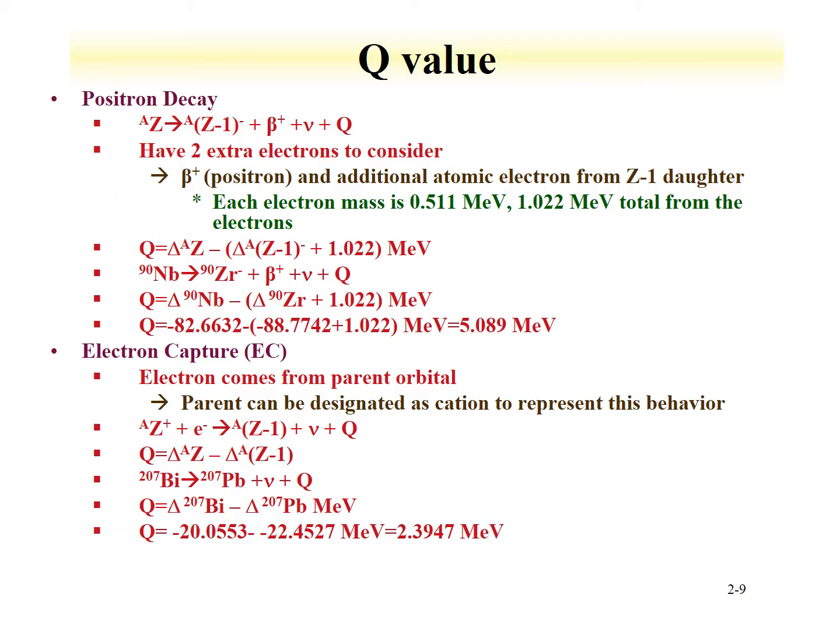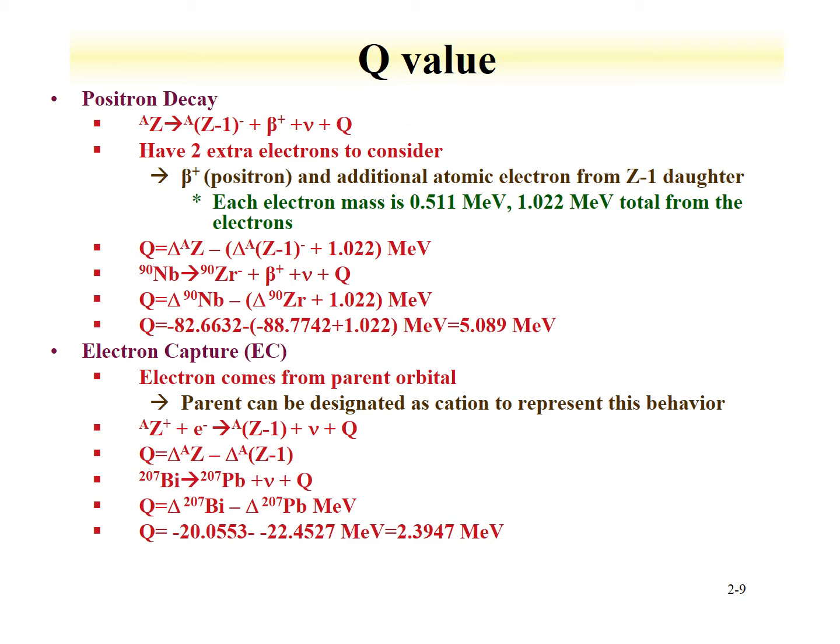Using the same methodology, one can evaluate the Q value for a positron decay. For positron decay, the isotope is neutron deficient, so a proton is converted into a neutron. So you have an isotope that decays, going from an isotope with a given Z to an isotope with a Z minus 1. A positron comes out, which is basically an antimatter electron, a neutrino, and then the Q value. So let's consider the Q value.